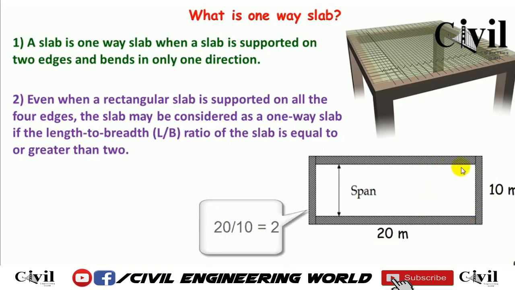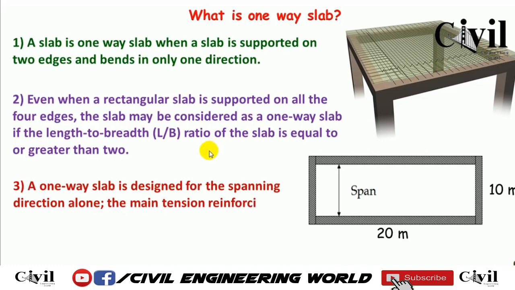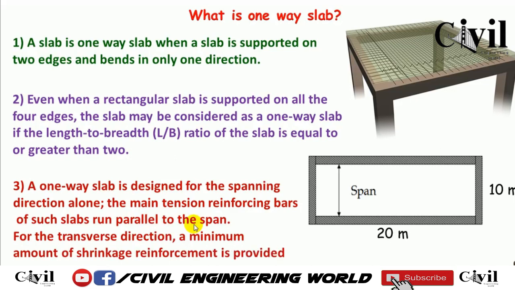Of course it's very easy. We have to divide length by width: 20 by 10 is equal to 2. So here, if the length to breadth ratio of the slab is equal to or greater than 2, then it is called a one-way slab. This is a very simple formula you can use in order to differentiate between one-way and two-way slabs.